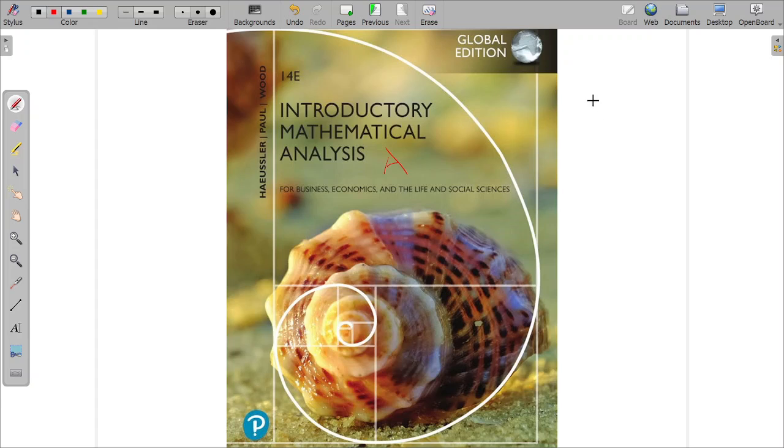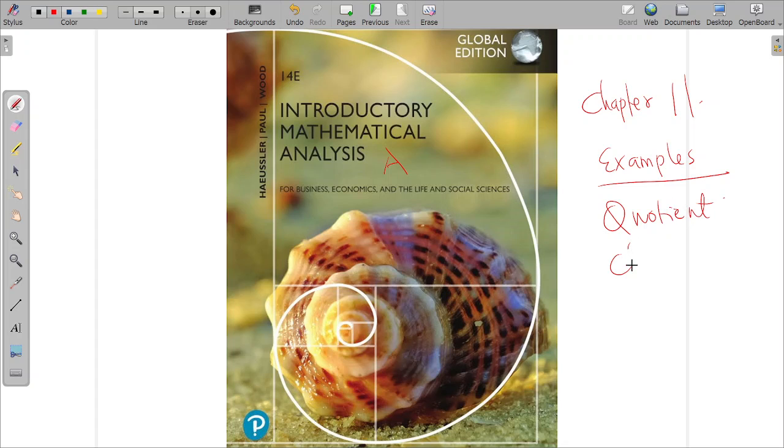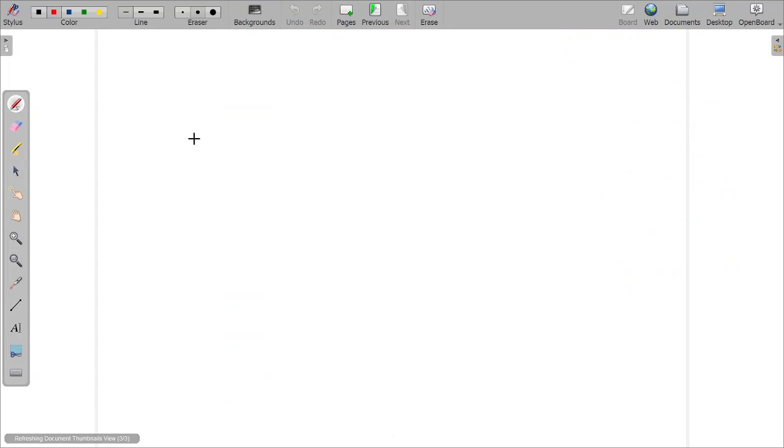Alright, again we are going to continue with our chapter 11 and we are going to do some examples there, mainly on the quotient rule and chain rule. That's what we are going to focus on. So let's start with example 1.